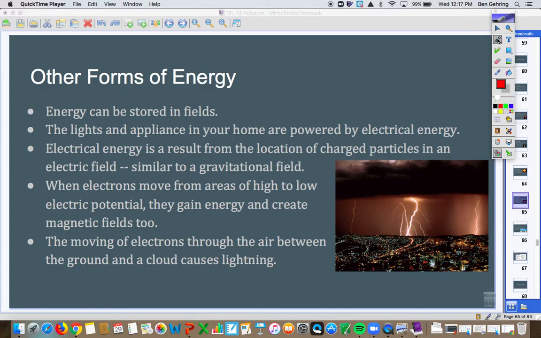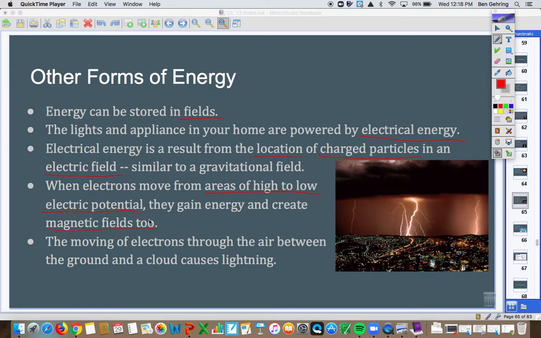We can also talk about field energy. Energy can be stored in fields. For example, lights and appliances are powered by electrical energy. This energy is a result of charged particles in an electric field. Very similar to gravity, but these are charged particles that are in different locations within an electric field. When electrons move from areas of high to low electric potential, they gain energy and create magnetic fields as well.